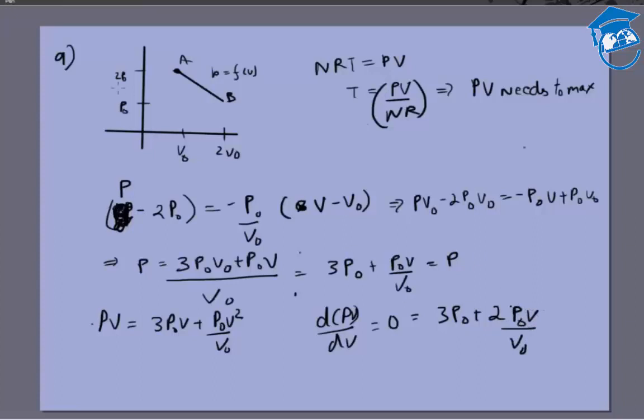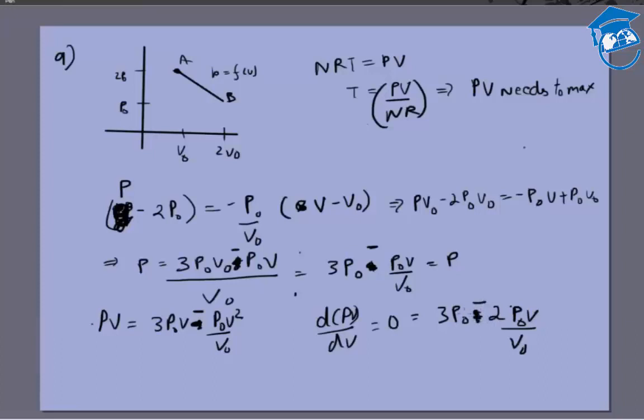P minus 2P0. Okay, yes, minus 2P0. P0 gives me 3P0V0, but this is minus P0V. This is where I made a mistake. My apologies. So this is minus. This is also minus, which means this is minus. It's good that this told us V is negative, so we caught our mistake.